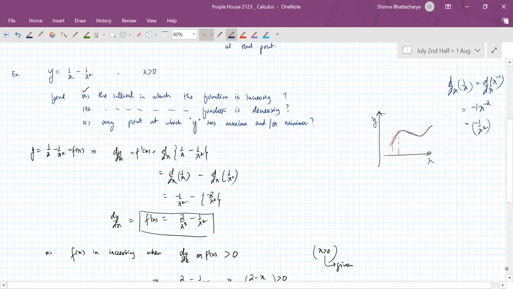That if the function's derivative is positive in an interval, then the function must be increasing in that interval. So given that function 1 by x minus 1 by x square, what we do is we find the derivative of that function and then calculate the interval for which the derivative is greater than 0. So we have to find those values of x for which f prime x or dy by dx is greater than 0. On doing this analysis, we get that interval, and that's what gives us the answer for the first part.